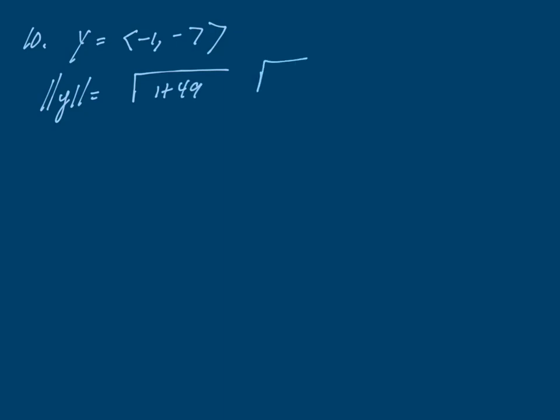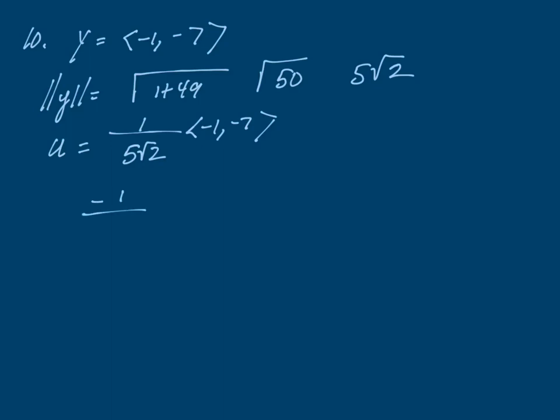Number 10 is y equals -1, -7. So the magnitude of y is equal to the square root of 1 plus 49, or the square root of 50, or 5 square root of 2. Do enough of these, you get good at your radicals, right? So the unit vector would be 1 over 5 square root of 2 times -1, -7, which comes to -1 over 5 square root of 2, -7 over 5 square root of 2.